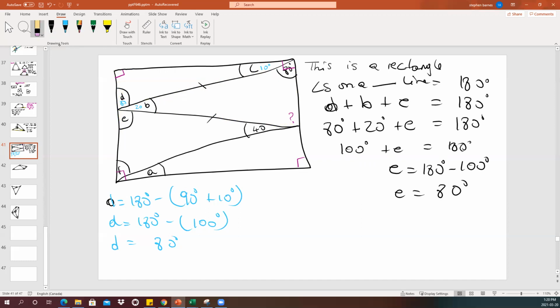Then we can find F. So I'm going to find F using this triangle here. All right. So using that triangle there, I'm going to find F, and with the same thing, angles.